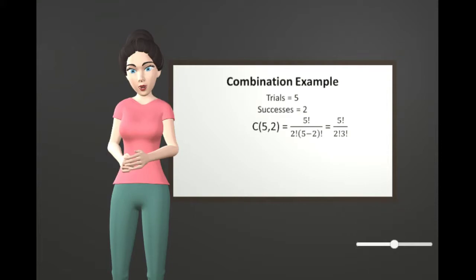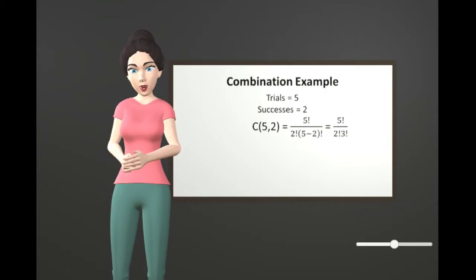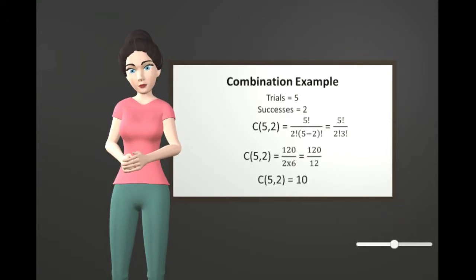So 5 factorial is equal to 120, which we just found out. Then we divide that by 2 factorial, which is 2 times 1, times 5 minus 2 factorial, or 3 factorial, which is 3 times 2 times 1. That gives us 120 divided by 12, which equals 10. This means there are 10 ways to get 2 successes in 5 trials.